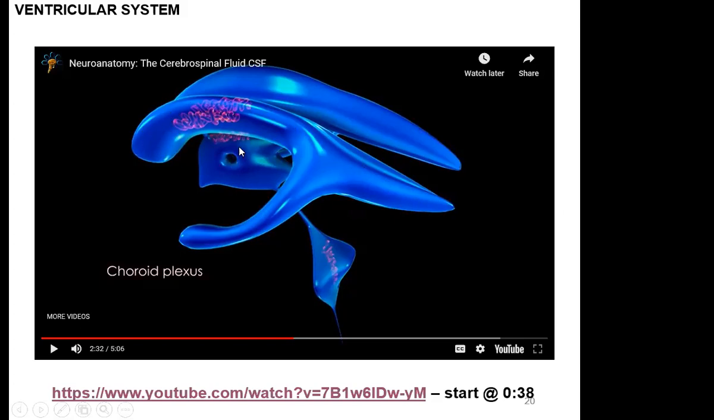Lateral ventricle. What is this one? Third. And what is this one? Fourth. Good. And if we keep going down, ultimately, this is going to become the spinal cord further down this way. But this little structure right here, this is going to be the central canal.